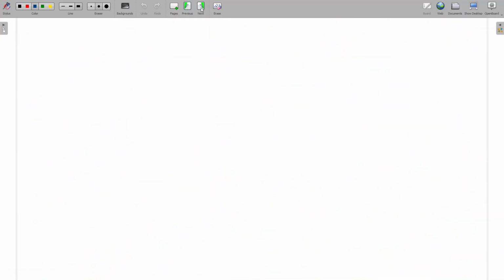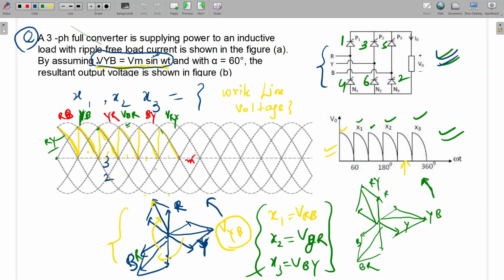But here we can see once. Since the YB, where is YB? Y is this one and B is this one. So in this case 3 and 2 is conducting. Again, after YB, what is the value? YR. So Y will go here and R. So 3, 4 is conducting. Here it will be totally different.